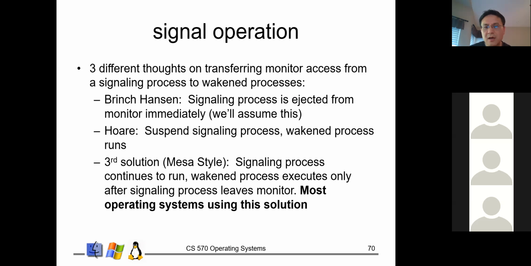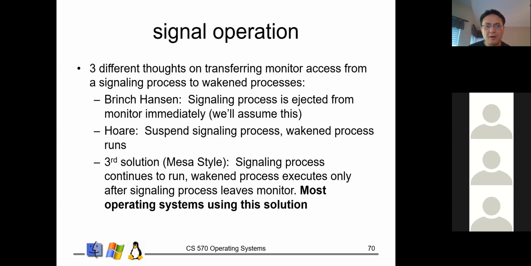Another similar approach, proposed by Tony Hoare, was to suspend the signaling process or thread and let the newly awakened process or thread run. So both Hansen and Hoare propose that we need to stop the signaling process right away and let the awakened process take over.